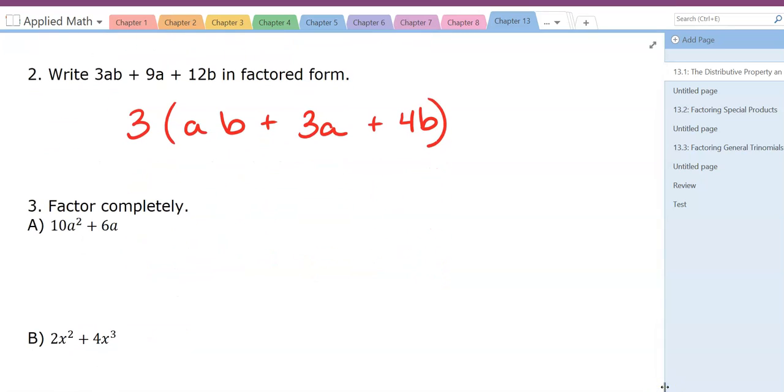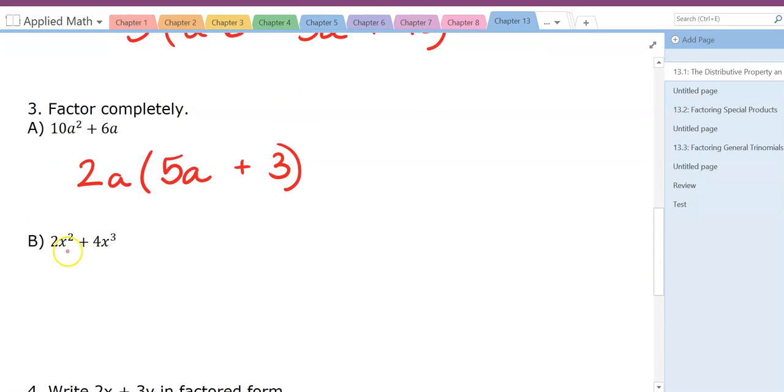Okay, take a look at the next one. We've got 10a squared plus 6a. So look at your numbers 10 and 6. What's the biggest number that you could take out of both 10 and 6? 2, and they share an a, right? So if I take out 2a, what's 10 divided by 2? And then if I had a squared and I took 1 away, what's left? So 5a, and then what's left from the second term? 3. So 2a(5a plus 3).